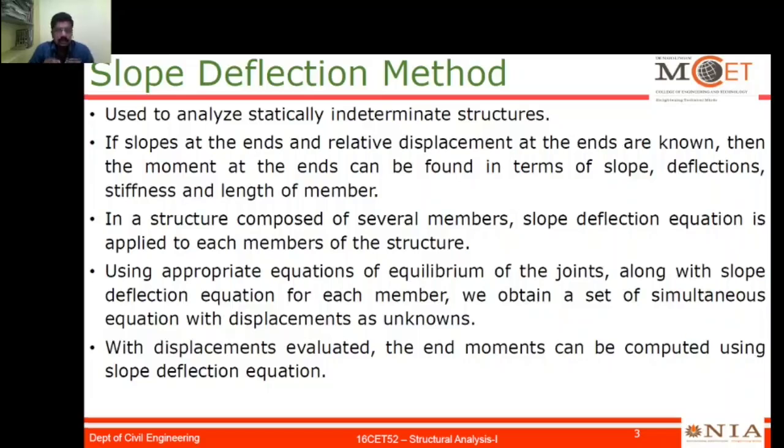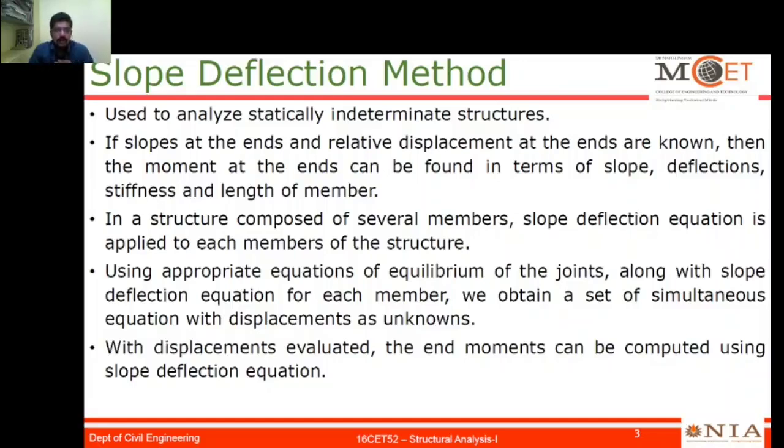If a structure is made up of several members, then we need to apply the slope deflection equation for each and every member of the structure. By using the appropriate equation of equilibrium of a joint along with the slope deflection equation, we will obtain a set of equations with displacement as unknown. By solving those equations, we can calculate the displacement. If we know the displacement, we can calculate the slope. With the displacements evaluated, the end moments can be computed using the slope deflection equation.